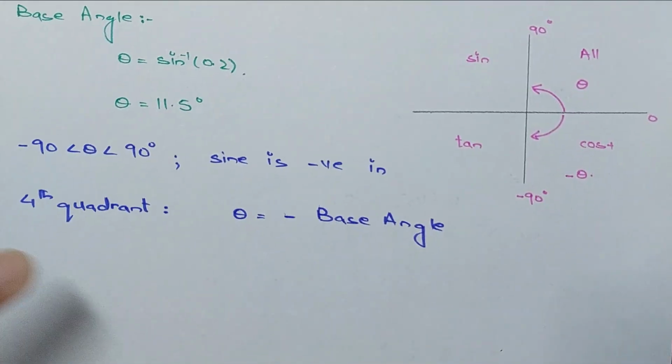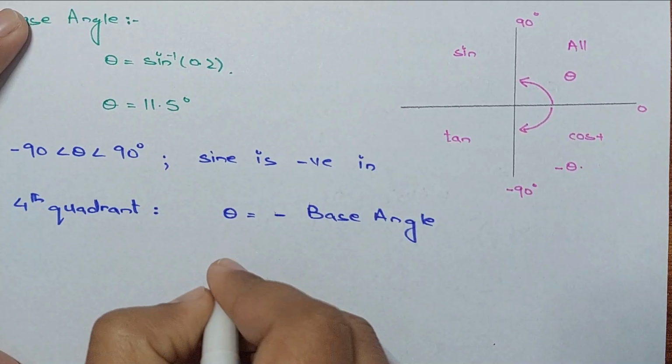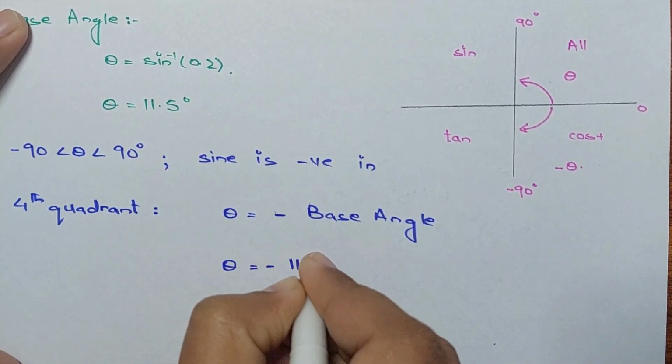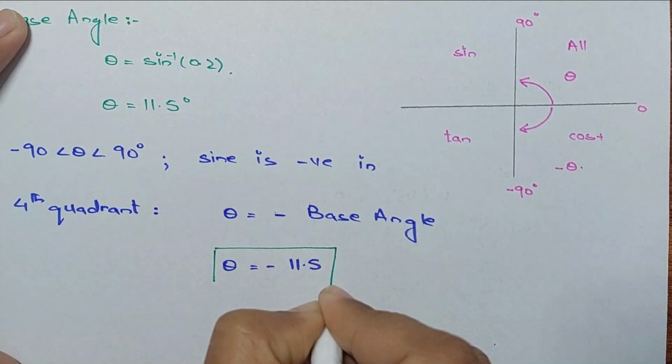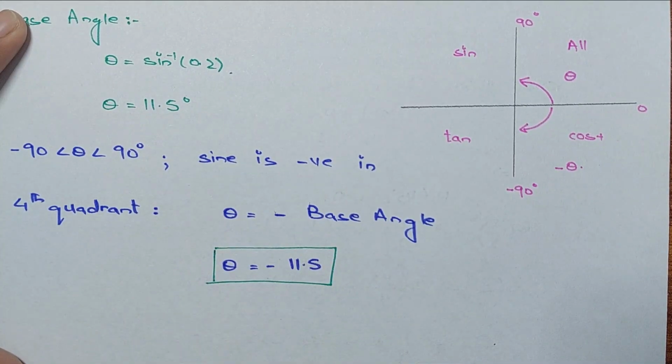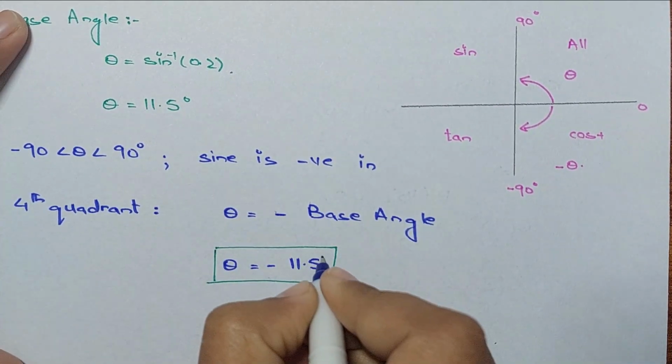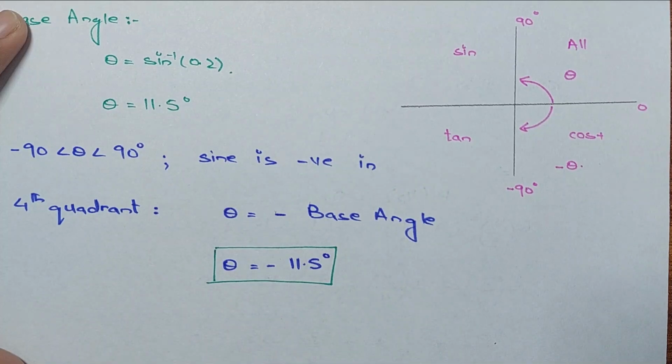Negative of your base angle. So what is a base angle? Base angle is this, theta value is negative 11.5. So this is a solution for theta. I hope this is clear now. This is the only value, 11.5 degrees.